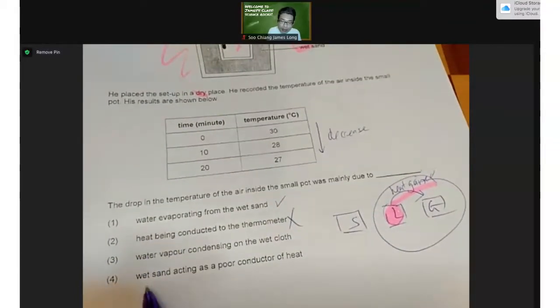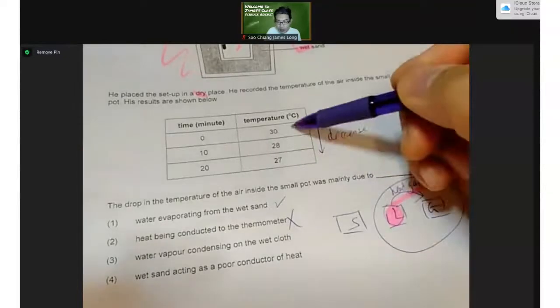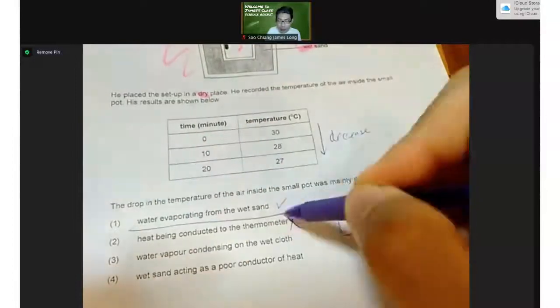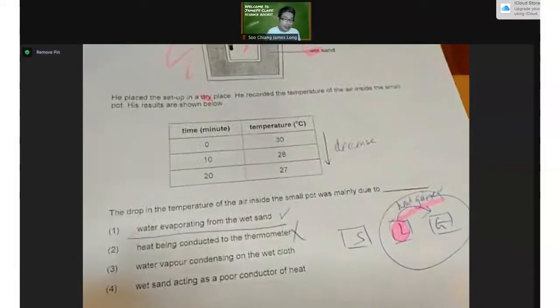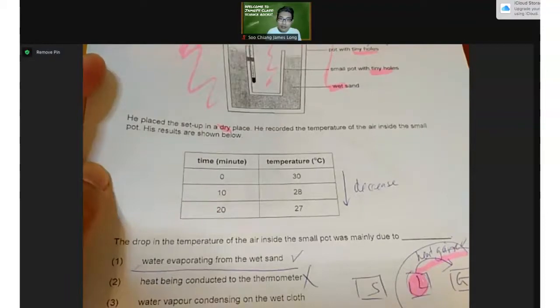Last one, wet sand acts as a poor conductor of heat. Still does not explain the drop in temperature. So the answer is 1. Let's go to the next question now, and that is question 11.